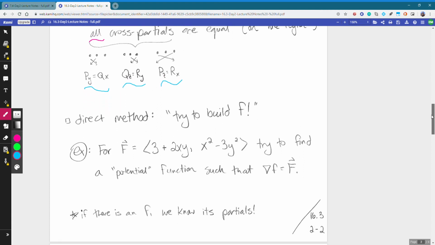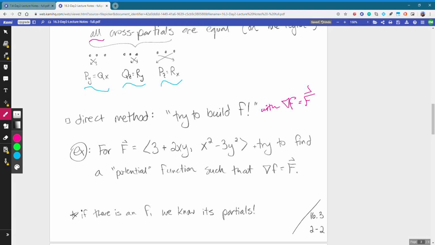All right, let's move on and think about our direct method. And so here, we're just going to straight up try to build our function little f, right, with the gradient of that function actually equaling our vector field, and we'll see how it goes. And so here, we're just going to dive in and see how this looks with an example. So here's a vector field. It's on the xy plane. We can see since it has just 2 components.